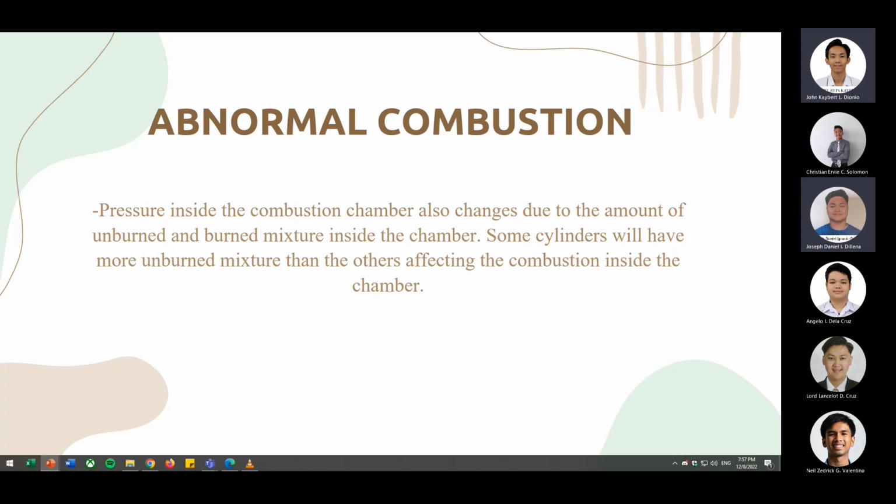Abnormal combustion. Pressure inside the combustion chamber also changes due to the amount of unburned and burned mixture inside the chamber. Some cylinders will have more unburned mixture than others, affecting the combustion inside the chamber. Abnormal combustion is also the process where the fuel burns not only by spark but also by self-ignition, where a number of waves of flames are produced from different parts of the cylinder. Having unburned mixture inside the chamber is common, however, how and when it burns will cause abnormal combustion. Next.